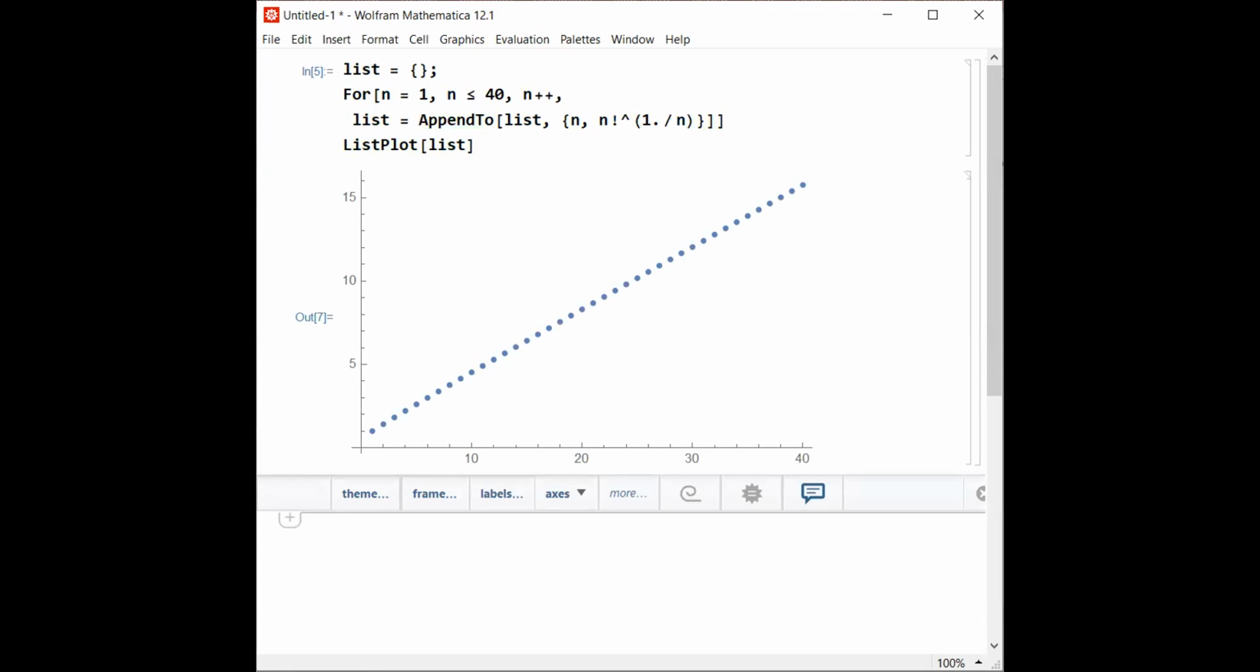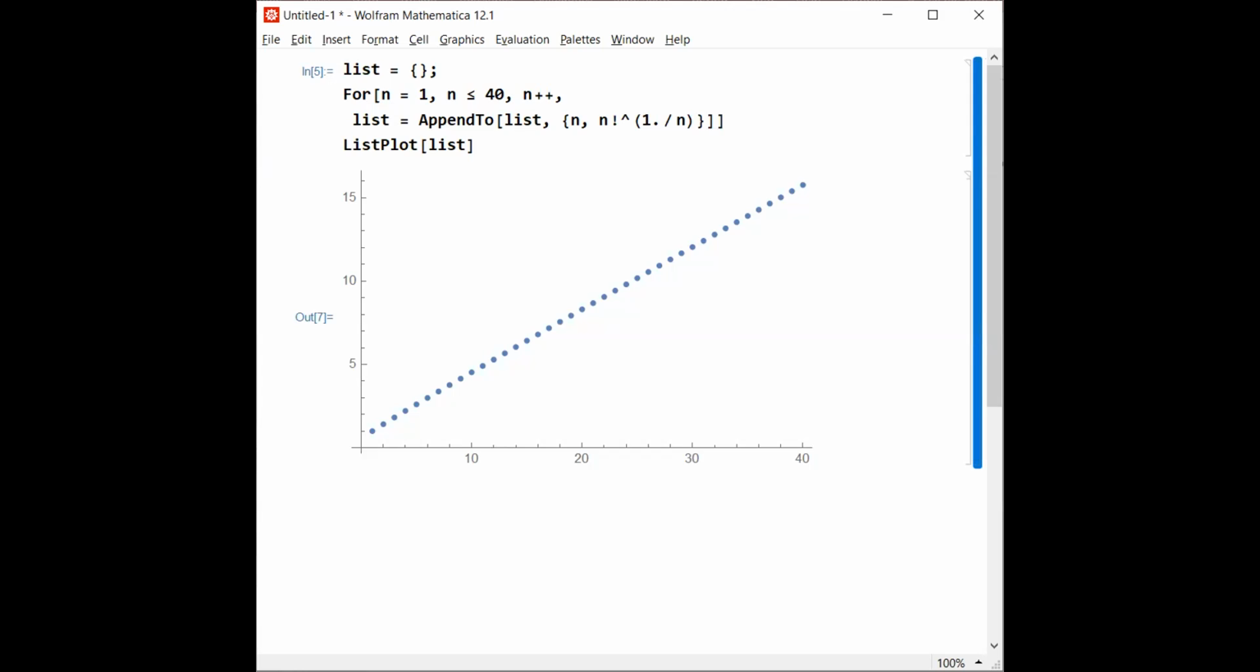So what does this seem to be going to? It seems to be going to infinity. And so if I'm dividing by this, it strongly suggests that this should be converging for all values. So we would conjecture that the limit as n goes to infinity of n factorial to the 1 over n equals infinity.